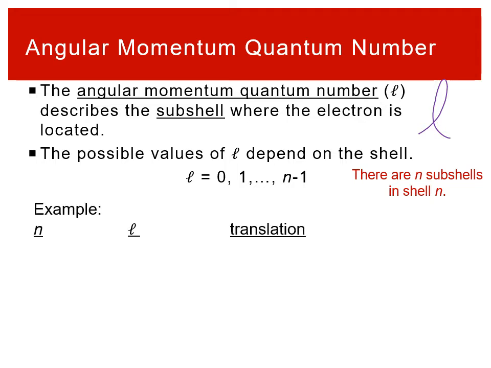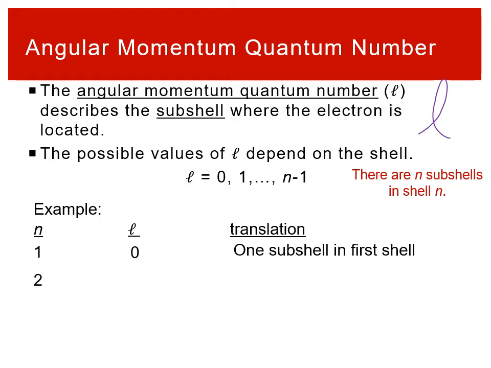So if we want to look at some examples of what that all looks like, we can see that we start off with, say, n equals 1. That's our lowest possible value for n. So L goes from 0 up to n minus 1. If n is equal to 1, 1 minus 1 is 0. So L goes from 0 up to 0. So there's just 0. Okay, that's the only possible value for L when n is equal to 1. Our translation of that is that there is one subshell in the first shell.